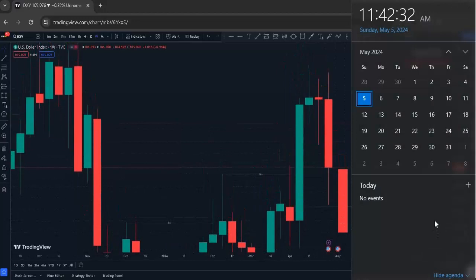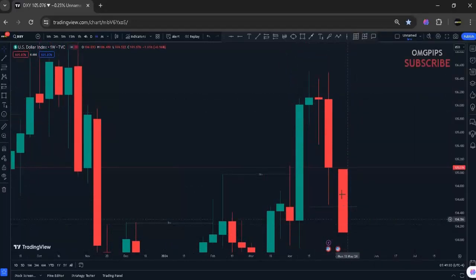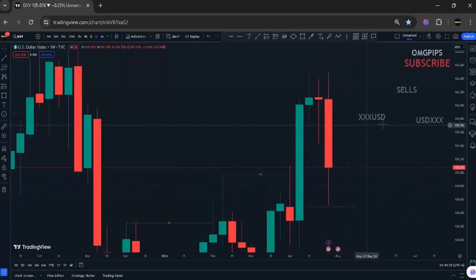Today the date is 5th May. It's a Sunday. The first trading day is tomorrow on the 6th, and the week starting tomorrow I'm expecting price to be bearish. Once I have established that this coming week I'm looking for sells on the DXY, I know on pairs like EURUSD I'm looking for buys. On pairs like USDJPY I'm looking for sells as well, right? Yeah, DXY I'm looking for sells.